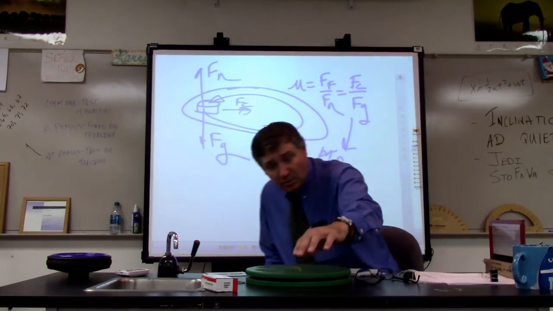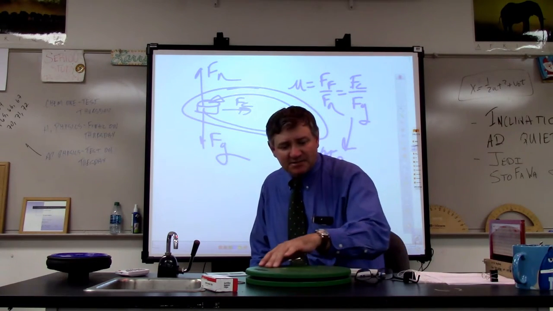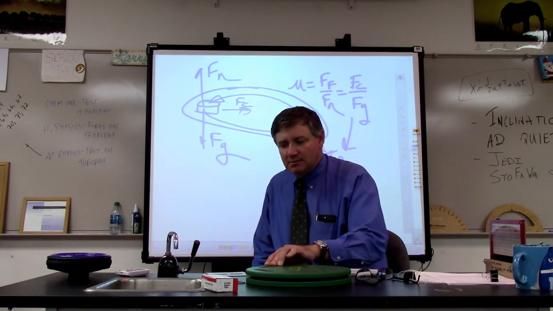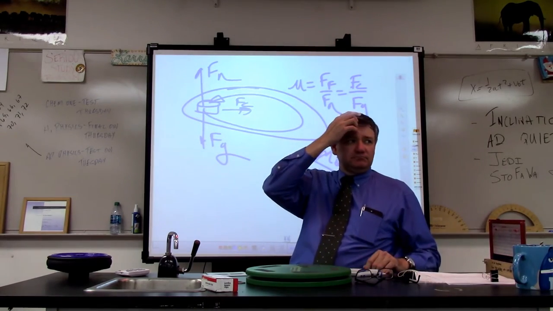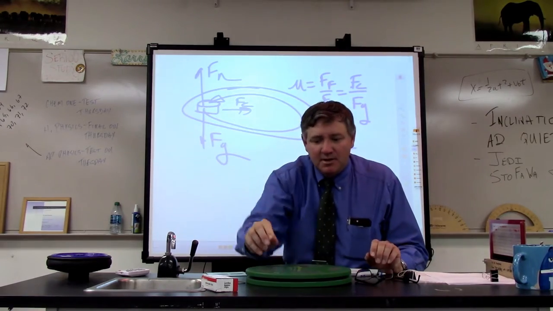Now, there's a limit to what friction can do. If I take this quarter and I spin it faster and faster and faster, it eventually flies off. Into the drain, okay? Lowest potential energy source.